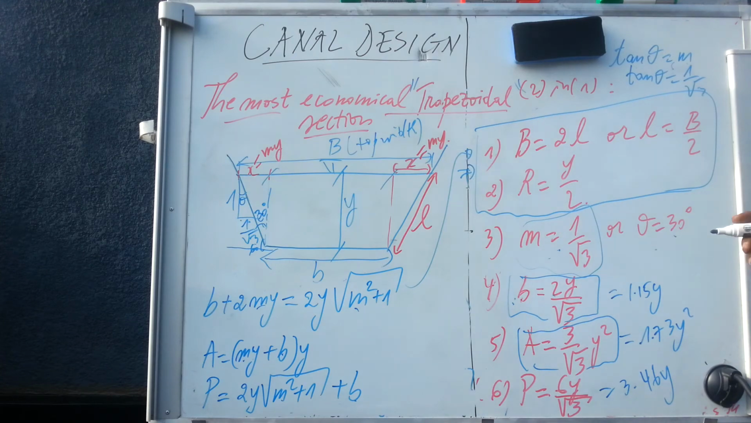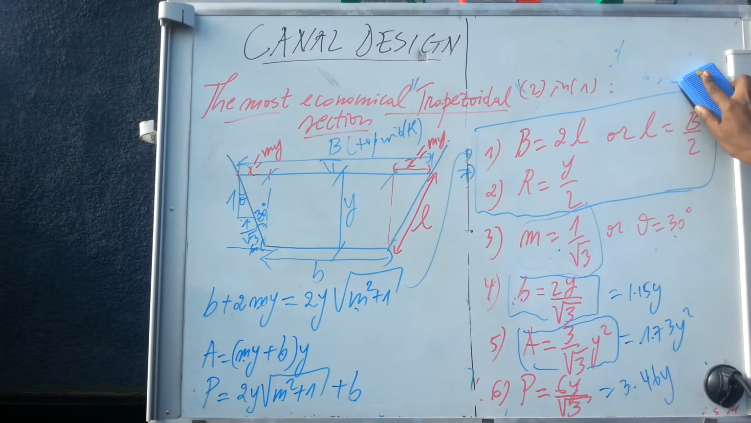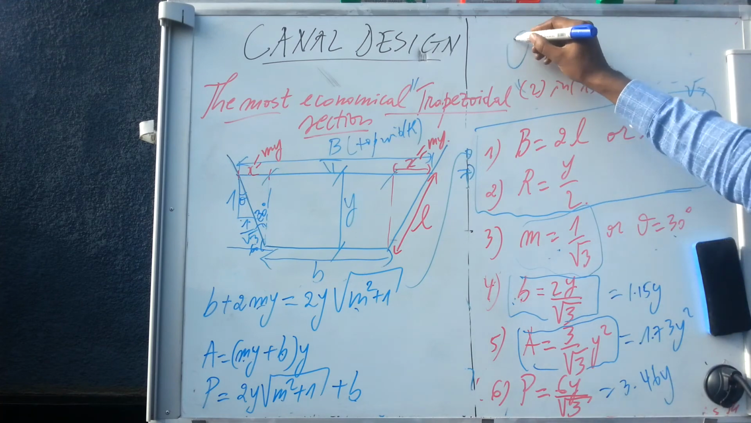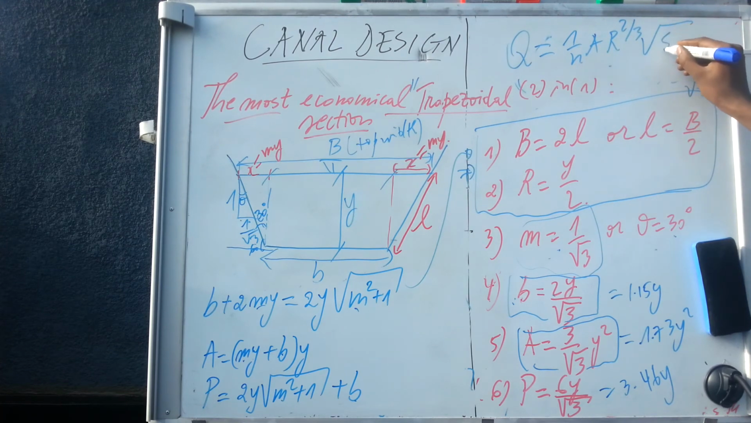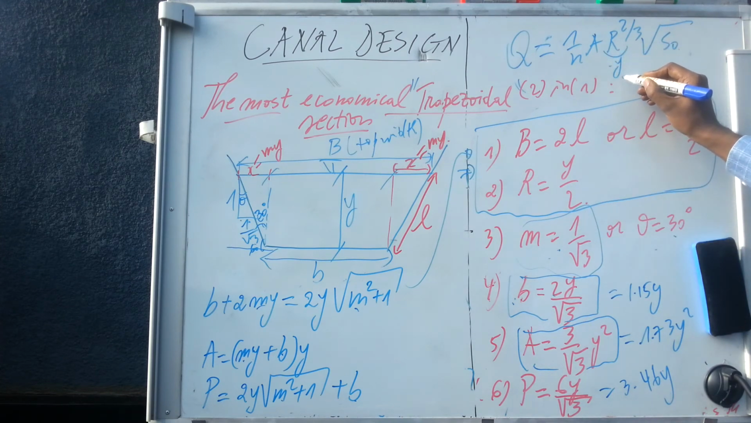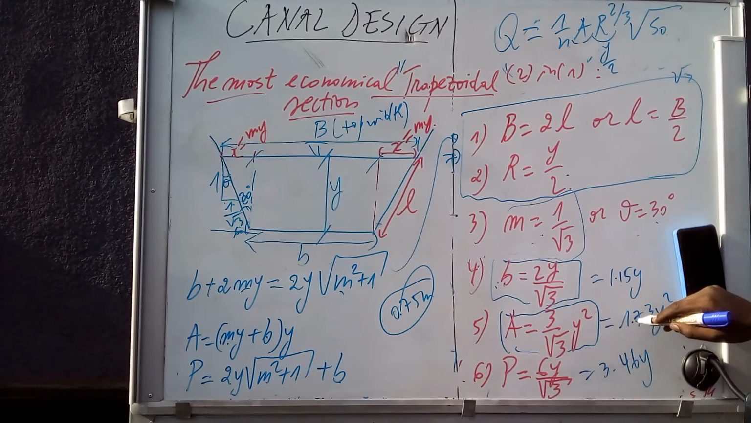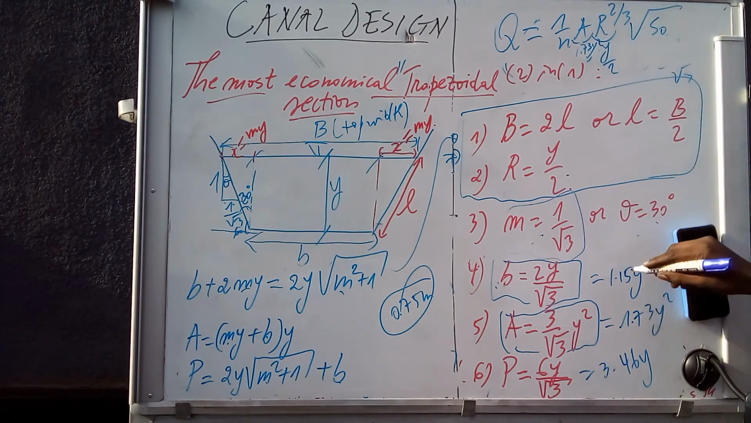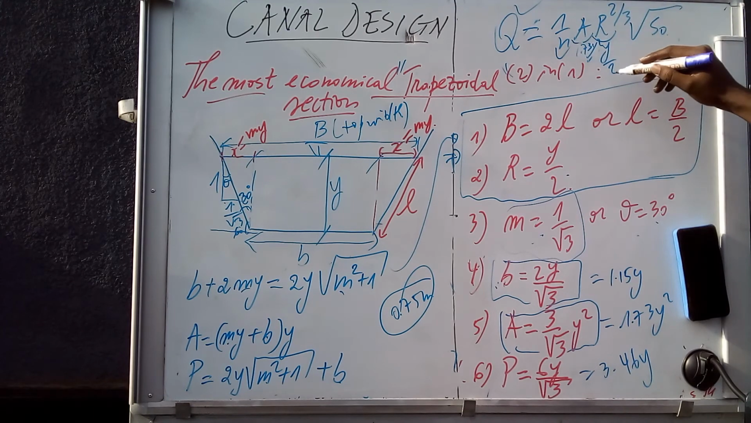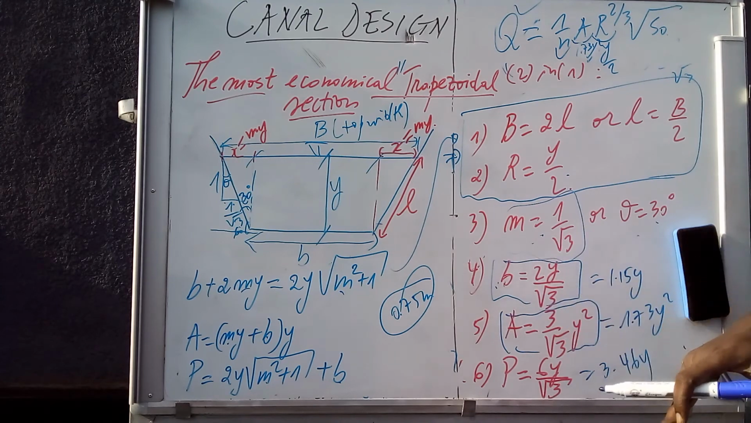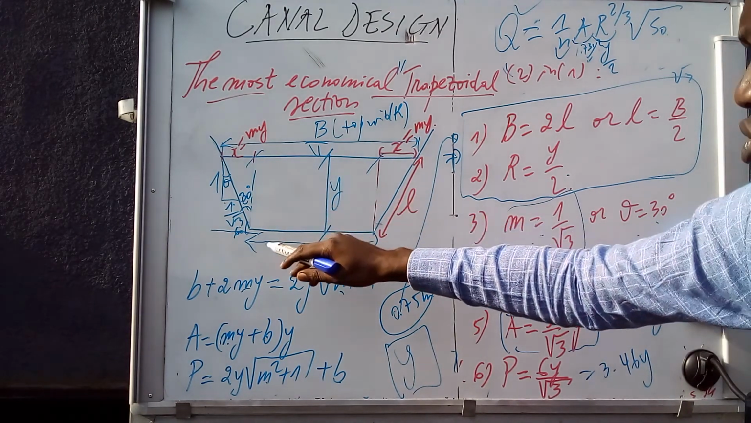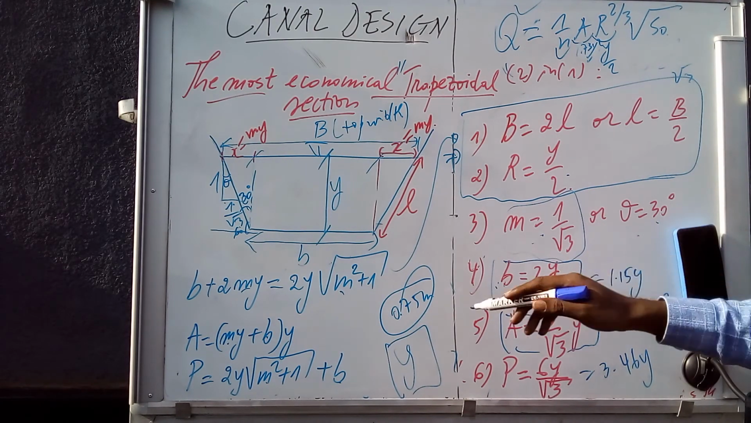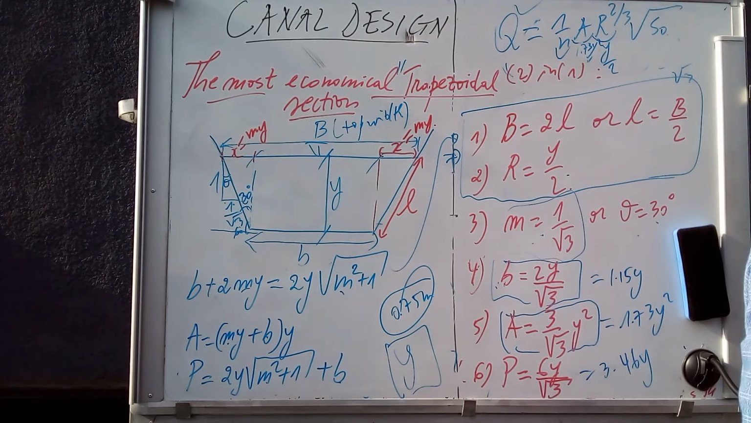If you have your Manning equation, what do you do? If you are designing the most economical trapezoidal channel, you replace R here with y over 2, and the area can be replaced by 1.73 y squared. This one can be replaced down, and then compute, and you get your water depth. Once you have your discharge, your roughness, and your slope, computing everything, you will get your water depth. Once you have your water depth, it is easy to replace it in here to get your bottom width.